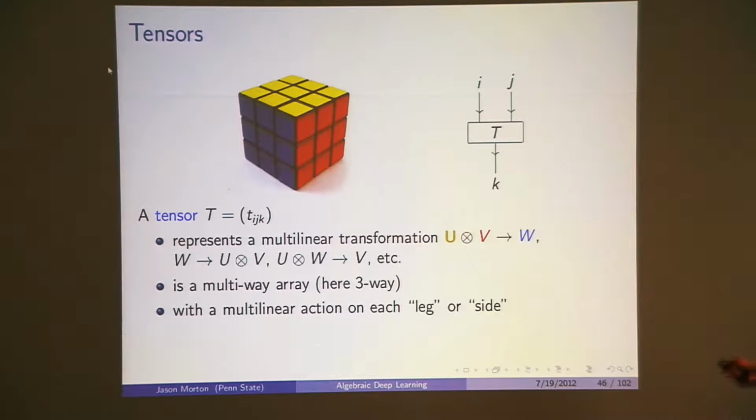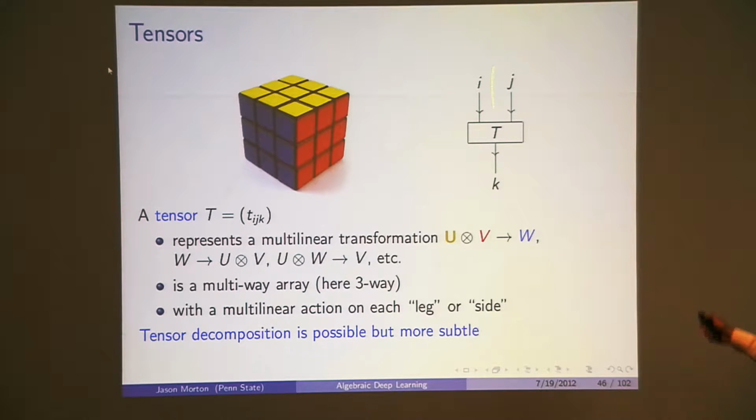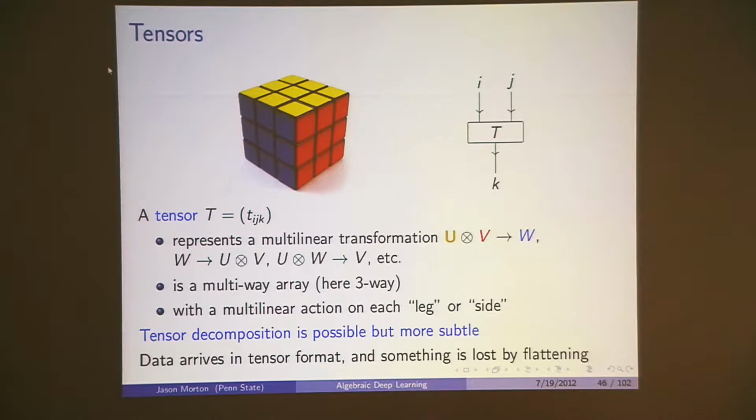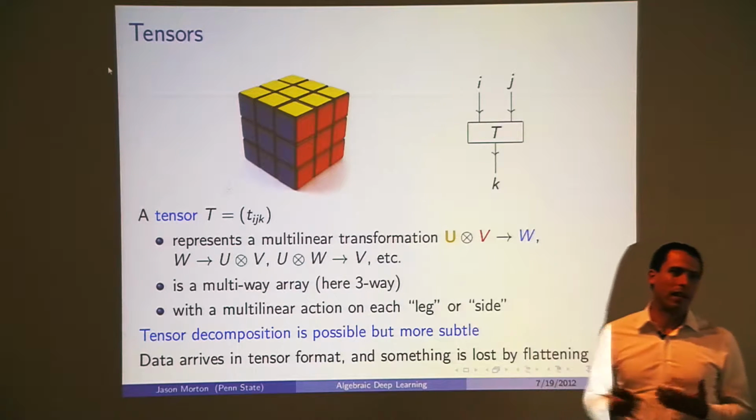And it's equipped with a multilinear action on each side. So there's a way that the change of basis acts, and it acts differently on all of these legs because they're different vector spaces. So it has to act differently, even if they happen to be the same dimension. We saw that tensor decomposition is something which is possible, but it's a more subtle question than just matrix decomposition. And we could think about tensor networks or graphical models as examples of a strategy for tensor decomposition, and one that's been very successful, of course. And we argue the data arrives in tensor format and that we lose something by flattening it down to a matrix.